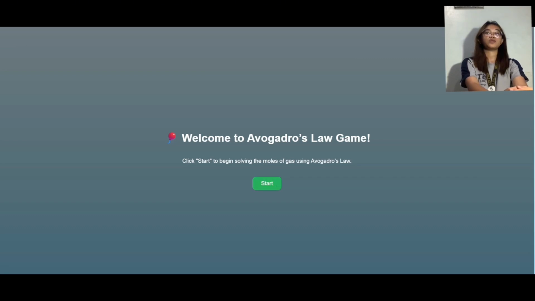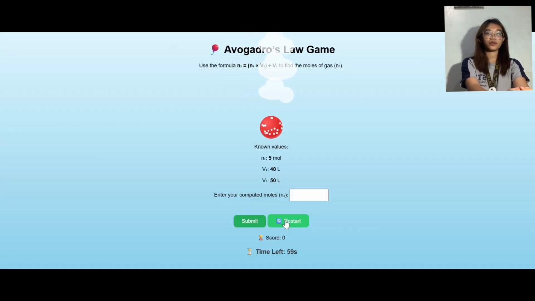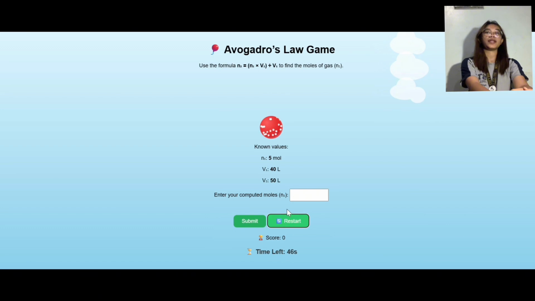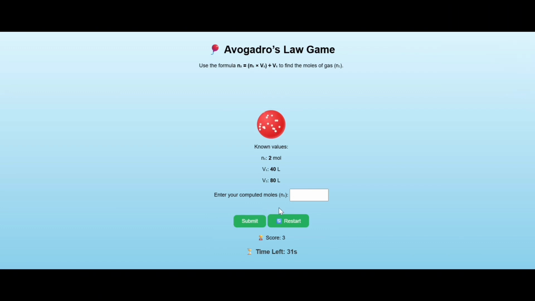Here, we see a balloon, 3 given with N, which means mole, and V1 and V2, which means volume. So, there's a formula on top, kaya ayun yung gagamitin natin to make the balloon expand or paliitin. Now, how to play is kailangan natin malaman yung anong number ang needed sa second mole. Kapag naglagay tayo ng number dito, lumalaki yung balloon. This shows us what Avogadro meant. More gas particles take up more space.